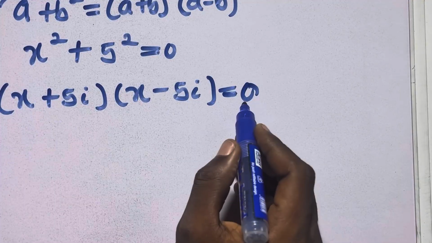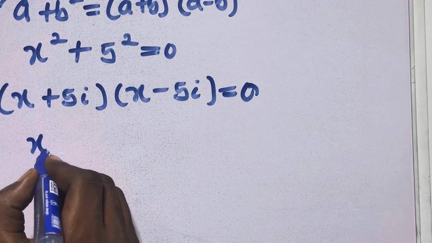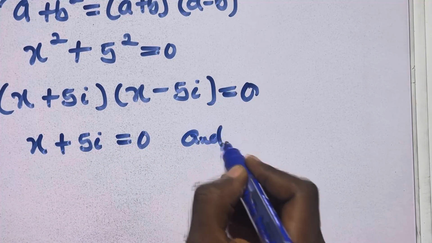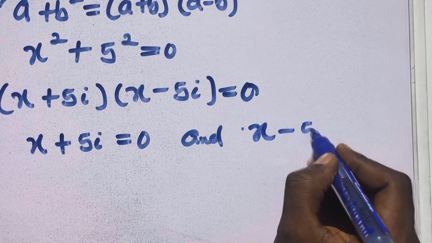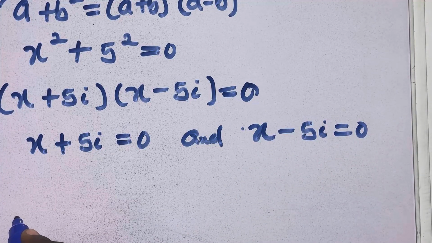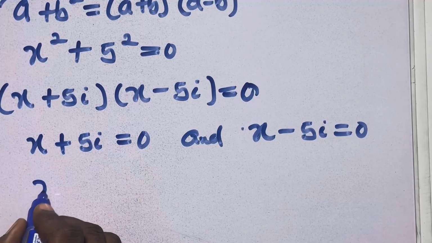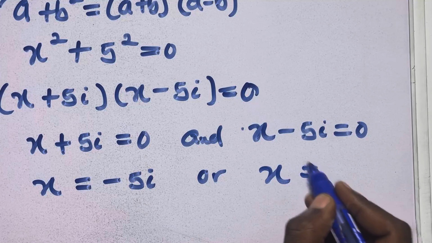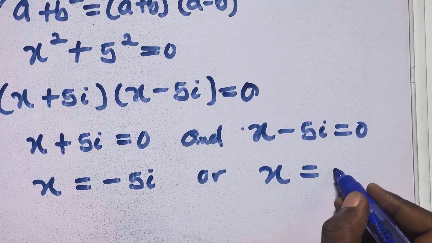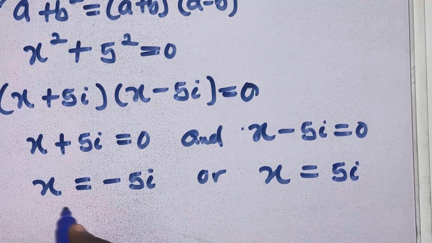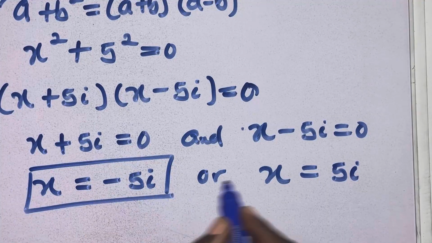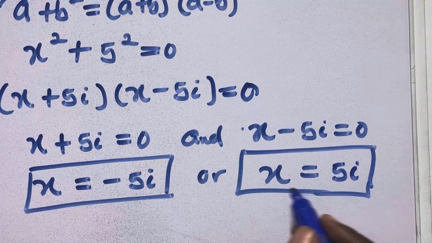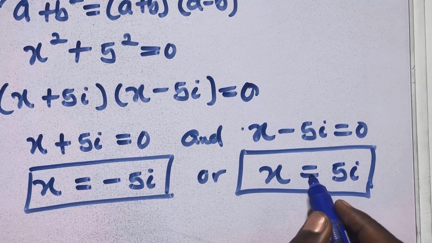Okay, so then our next step is to just equate each of these to 0. So the first one, we have x plus 5i equals 0, and x minus 5i equals 0. All right, so if we transfer this to the other side, we have x equals minus 5i, or x equals, transferring this to the other side too, we have 5i. So we have this for the first solution, and we have this to be the second solution.